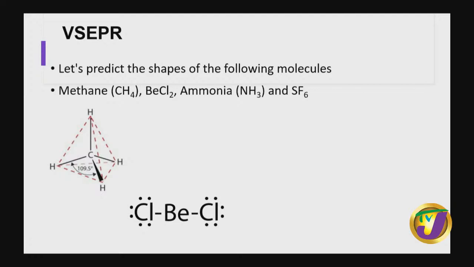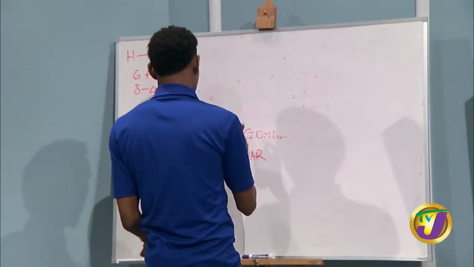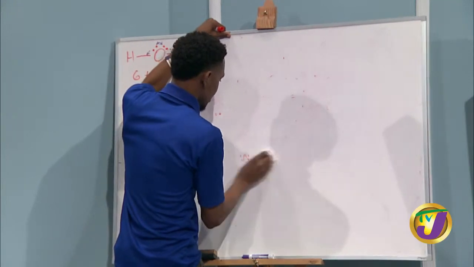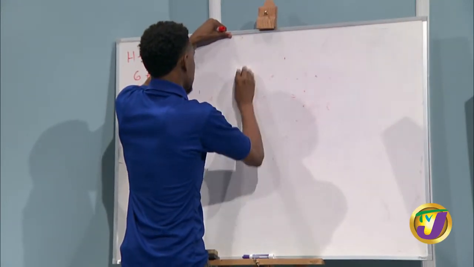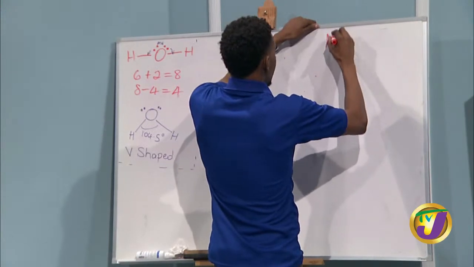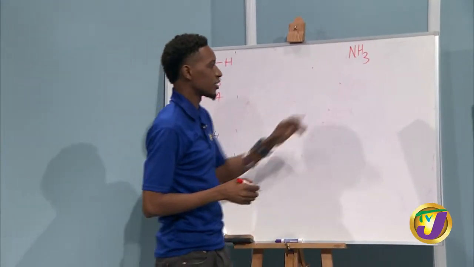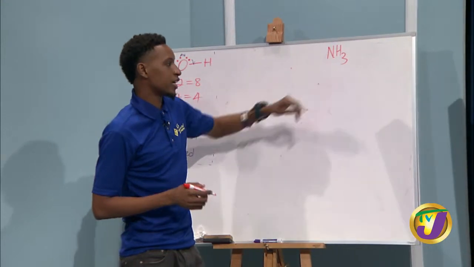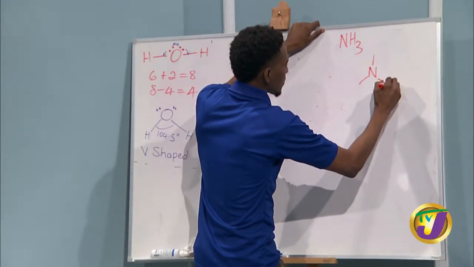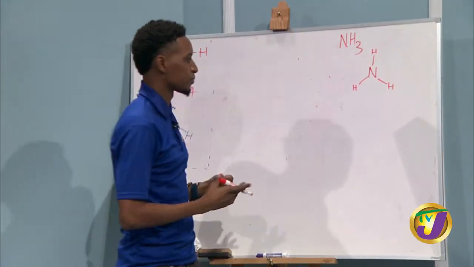Okay, so with ammonia, what is the molecular formula for ammonia? The molecular formula for ammonia is NH3. So I want you guys to write NH3 in your books, because we're going to predict the molecular geometry. Now, so we're dealing with ammonia, NH3. Now, the central atom here is nitrogen. There's only one nitrogen and three hydrogens. So I'm going to write it like this. N, H, H, H. A simple symmetrical geometry, right?